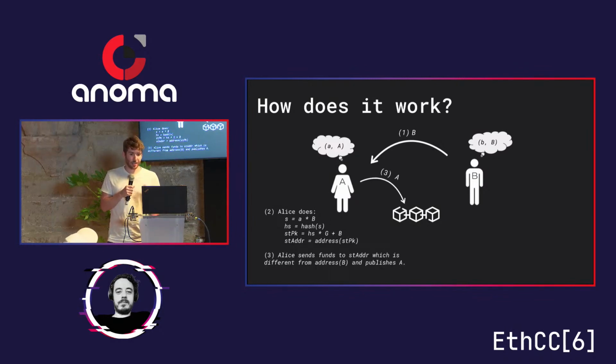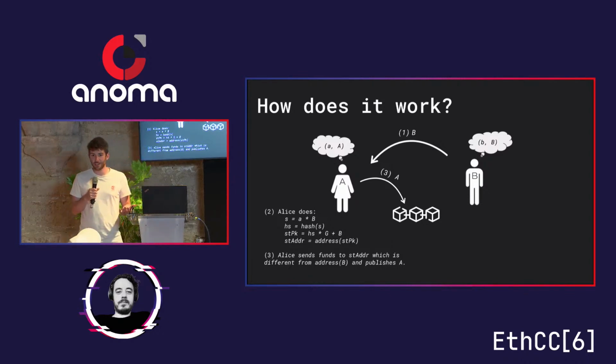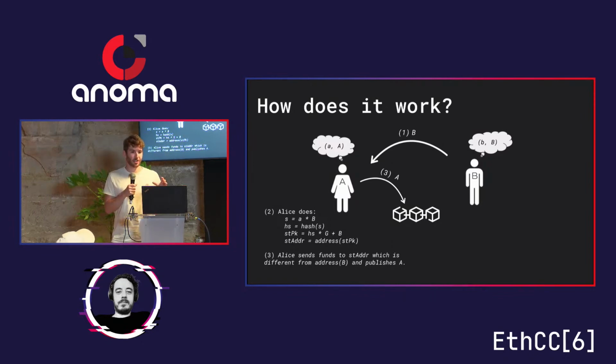The next step for Alice would be to send the funds to the stealth address. So Alice sends the funds to the stealth address, and in the same transaction, Alice publishes her ephemeral public key. The ephemeral public key is just the public key that was generated from the randomly generated private key. So Alice puts the ephemeral public key on chain, and at this point, Bob can essentially start with finding his own stealth address.